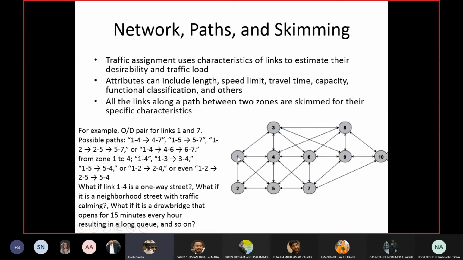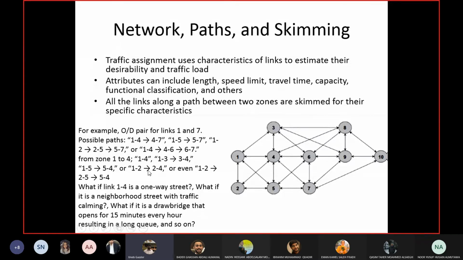Another path can be 1 to 5, 5 to 7. Another path can be 1 to 4, 4 to 6, 6 to 7. Another path can be 1 to 2, 2 to 5, 5 to 7. In this figure you can see all available links are presented here. Obviously there is no direct link between 1 and 7, but the indirect links are more than one.